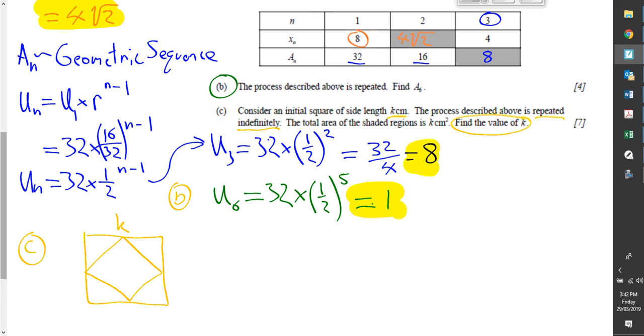Now, if you have a look in your formula booklet, you'll see the formula for the infinite series. So the infinite series is represented like so, and that's equal to the first term over 1 minus the ratio. All right, so now we need to figure out the first term. Now remember, the first term is going to be the area of this first triangle. When we put the first square inside, we need to figure out the area of that first triangle there.